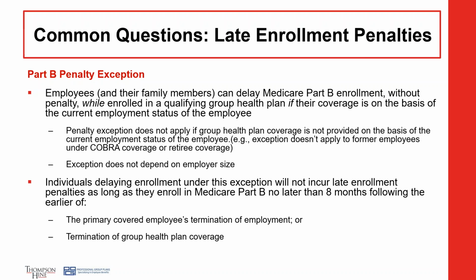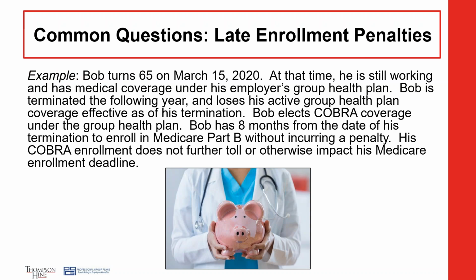B penalty. Now, assuming they continue coverage due to current employment status, then their enrollment period would be 8 months following the earlier of the termination of their employment or the termination of their group health coverage. So think about an individual who's age 65 and still actively working. That employee can continue in their employer-provided coverage until their employment terminates, and then they'll have an additional enrollment window to get into Medicare without a penalty.